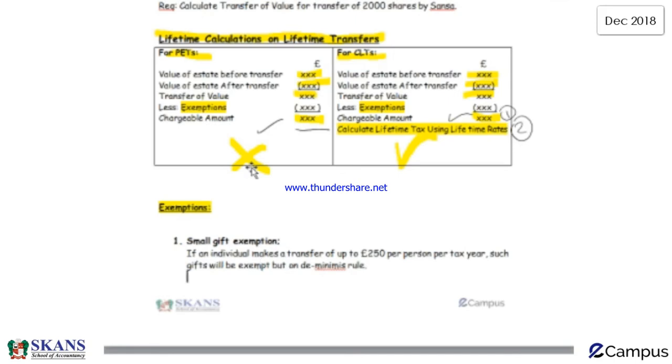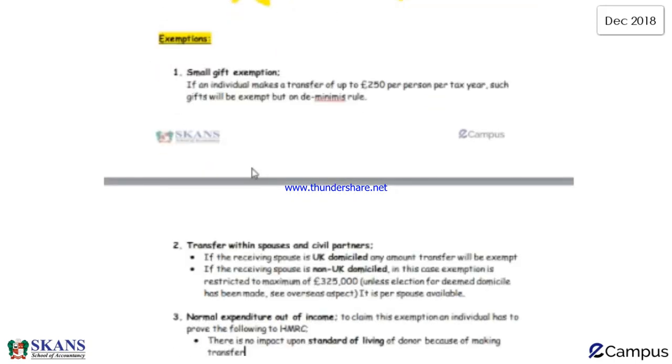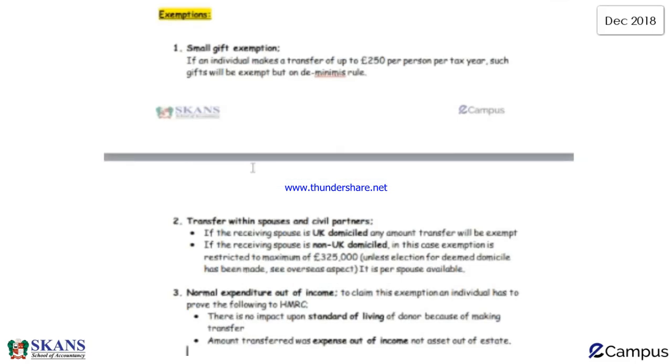The first exemption we may have to deal with is the small gift exemption. If an individual makes a lifetime transfer of up to 250 per person per tax year, that means the transfer of value is below 250 and nothing else has been transferred to the same individual which makes a total transfer of more than 250 in a tax year, in that case it would be exempt. So 250 per person per tax year.